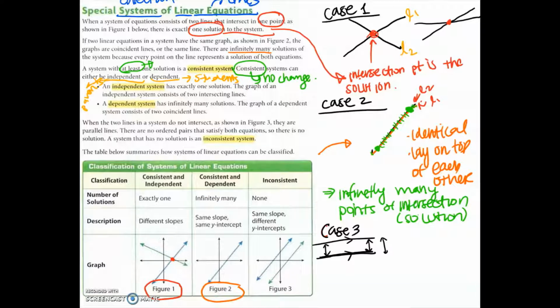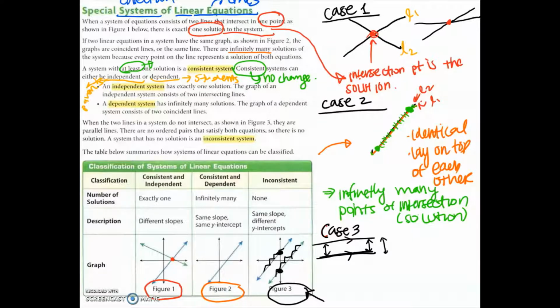And this is shown in figure 3. Figure 3 is right here. And as suspected, these are two parallel lines, the blue and the green lines. Let's take a closer look at these two graphs. They're going at the same slope. They're rising and running, rise over run, rise over run. They're going at the same rate, but the y-intercepts are different. They intersect the y-axis at different points.